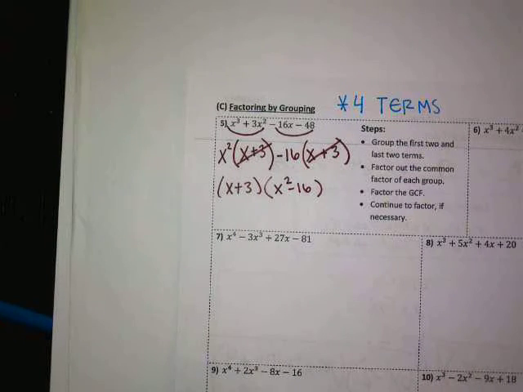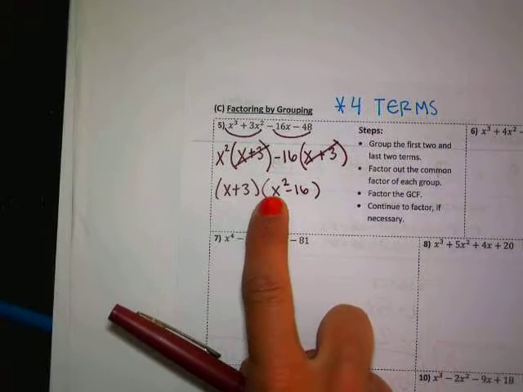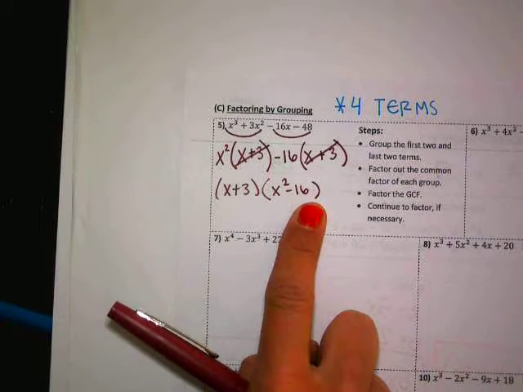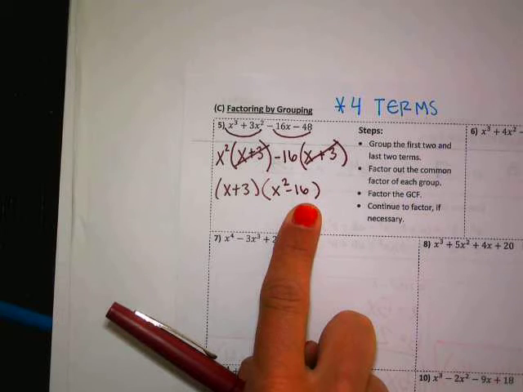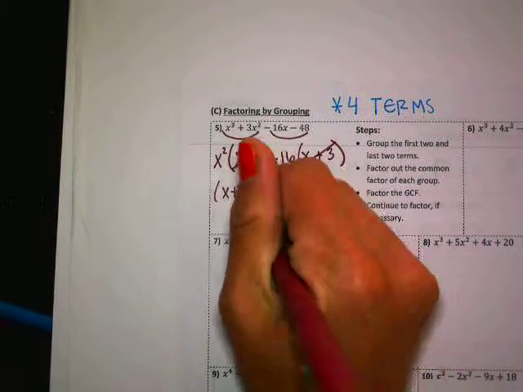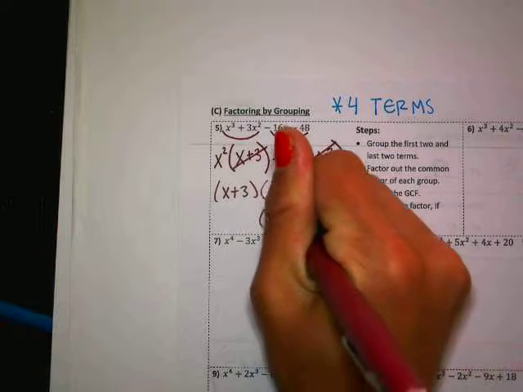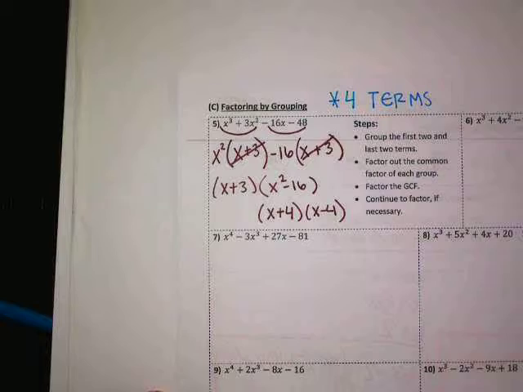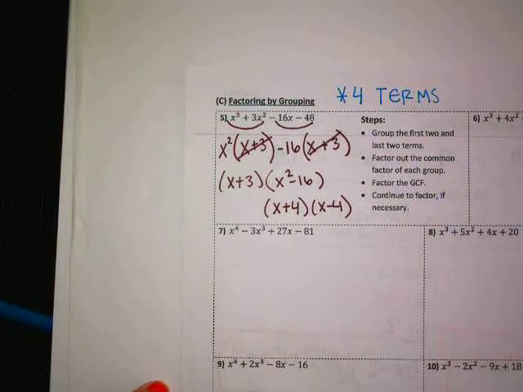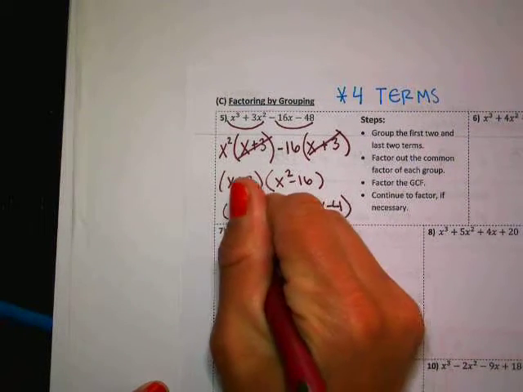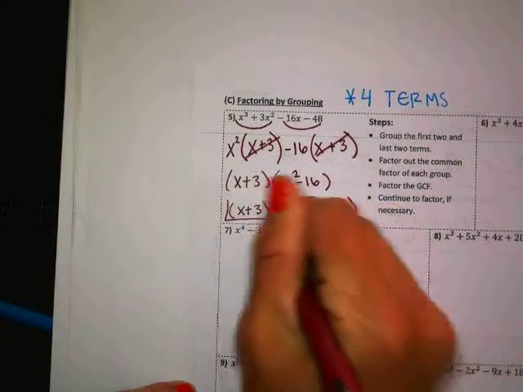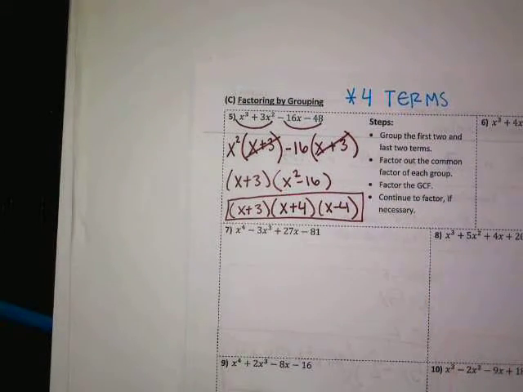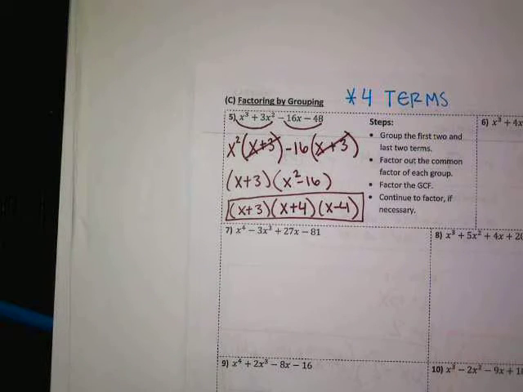Now, you do need to make sure that you factor completely. So I'm looking here. This is a square, right? Is 16 a square? Yes, 4. So I can rewrite that as x plus 4, x minus 4. Right? Difference of squares. Y'all remember doing that? Yes. All right. And then the x plus 3 is just going to hang out in front. And then that's your answer. So after you group it, just see if you can break anything down farther.